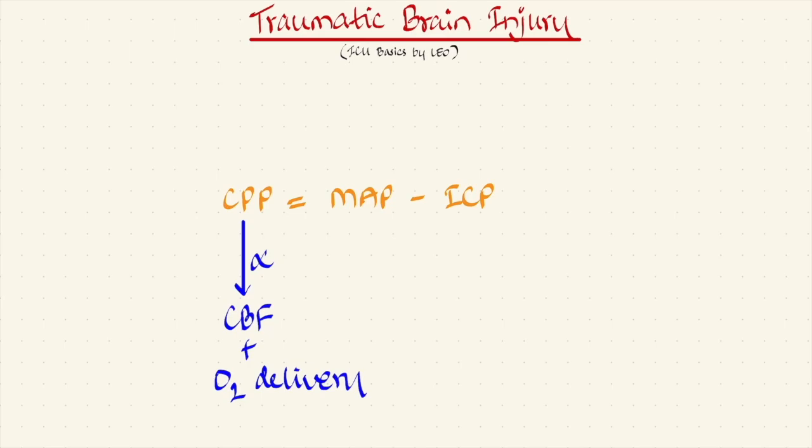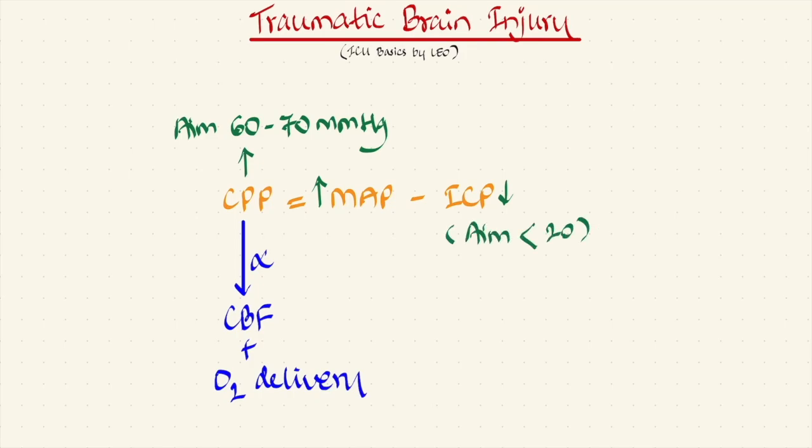Therefore, to maintain the cerebral perfusion pressure around 60 to 70 mmHg for optimal blood flow to the brain, in patients with traumatic brain injury and raised ICP, we need to increase MAP target and also commence measures to lower ICP when its value exceeds 22 mmHg according to the latest European guidelines.